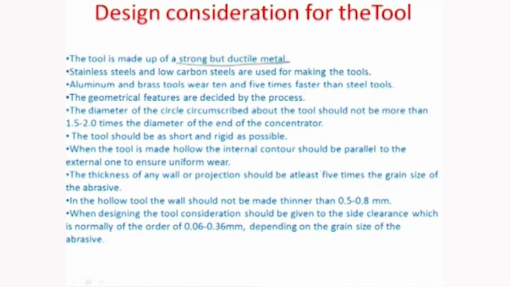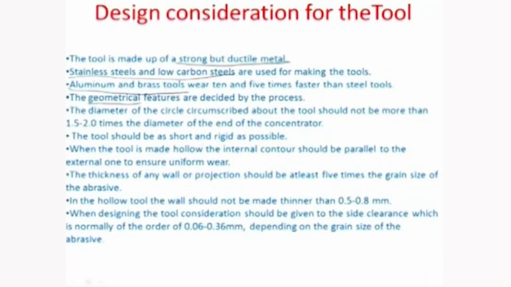Most of the time it is found that stainless steel or low carbon steels act as a very good material for some of the tools. If you compare them with softer materials like aluminum or brass, tools made of soft materials weigh sometimes 10 to 5 times more than the steel tools alone, and so in certain applications where yield is more desirable, it is more important to use a harder tool.